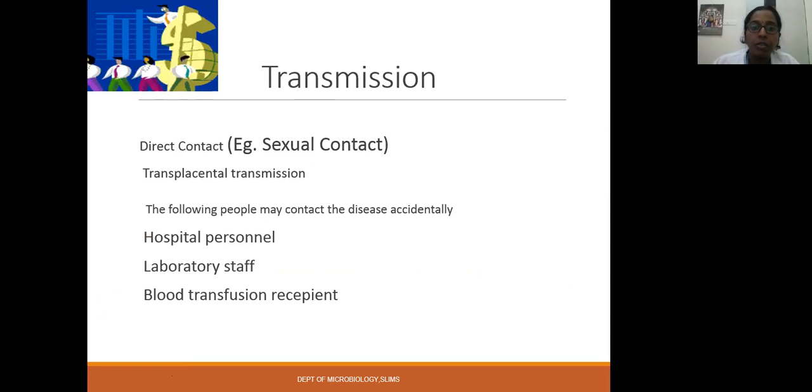features. So as I told you, the main source of infection is sexual contact, and it can pass transplacentally to the babies, resulting in congenital syphilis. The hospital personnel can also get infected by direct contact or improper handling of the samples, or it can be from a blood transfusion.